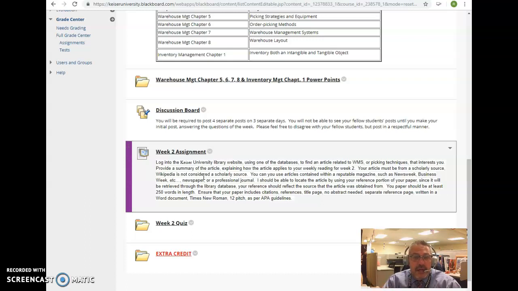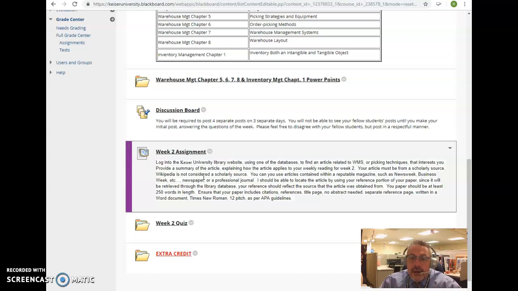Your article must be from a scholarly source. Wikipedia is not considered a scholarly source. So if you're going into the library and going into Learn, EBSCO, or ProQuest, that will provide you with scholarly sources. Your reference should indicate that it was retrieved from one of those sources, so I know that you got it number 1 from the library and that it's a scholarly source. I should be able to locate the article by using your reference portion of your paper, since it will be retrieved from the Kaiser Library database. Your reference should reflect the source that the article was obtained from.